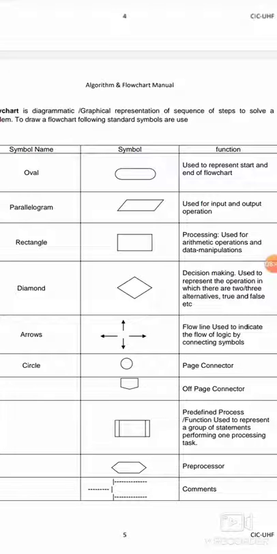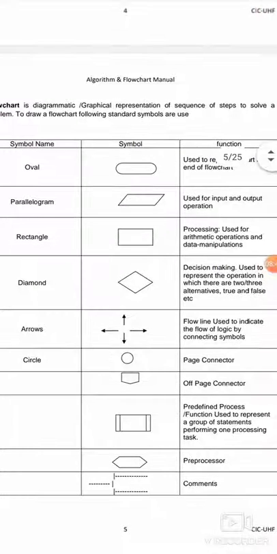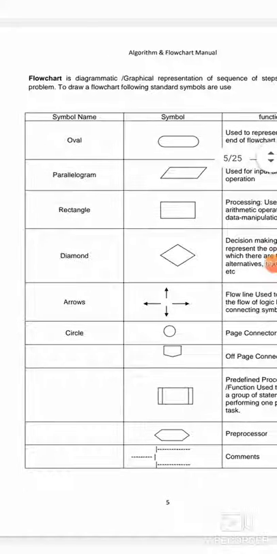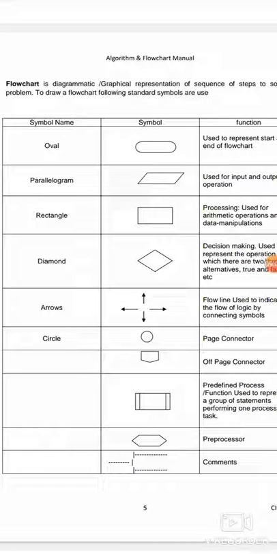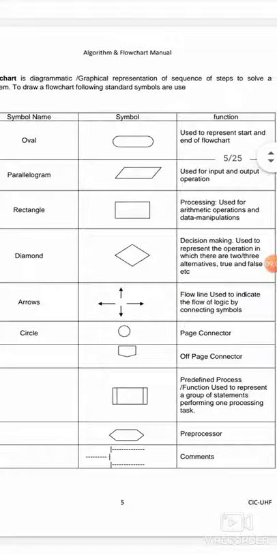Now moving to the next, that is diamond, also called rhombus. We can say it is a rhombus symbol or diamond symbol. You know the difference between a rhombus and a square. Rhombus and square look very similar, but the only thing is the diagonals are not equal. That is the major difference between rhombus and square. This rhombus is also known as a decision box.